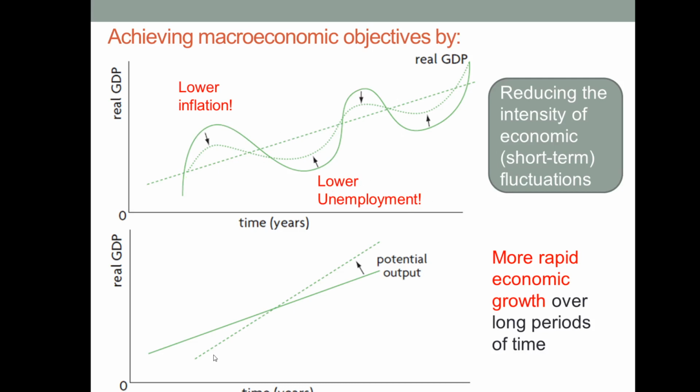Okay. And if you are able to increase the steepness of the potential output along the way, then you'll be able to achieve more economic growth. So at the end, 1, 2, 3. These are the three major objectives that we are trying to get for the economy.